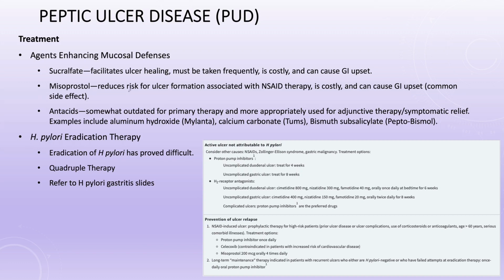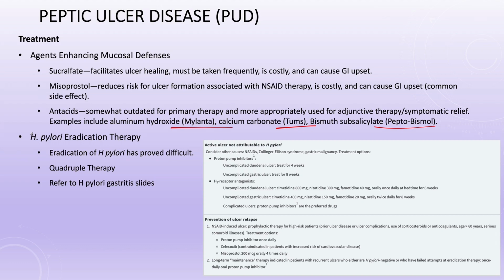Same thing with misoprostol. I really don't use it. And then antacids, they're outdated. We don't really use them anymore. We're talking about stuff that's over the counter. Mylanta, Tums, Pepto-Bismol. I mean, patients have probably already tried this and it's not helping, okay?